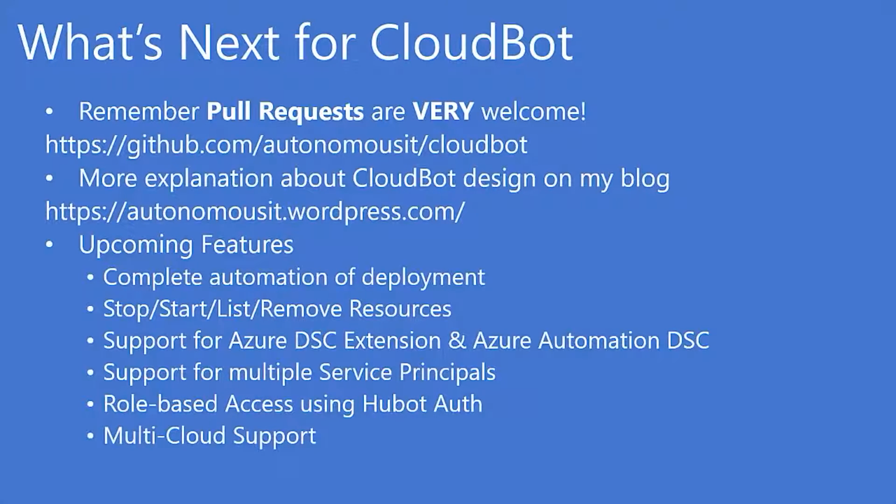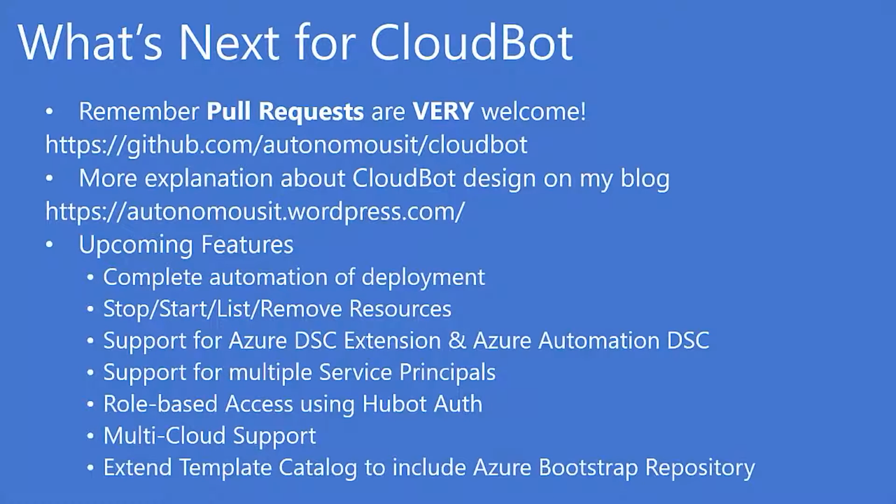Add multi-cloud support. I'm doing a lot of multi-cloud and hybrid projects at the moment, so it'd be great to extend it out from Azure. And also to extend the template catalog to include all of the Azure Bootstrap templates in the Azure Teams repository. I need to think a bit about how I do that with the different namespaces and parameter files, but it'd be great to be able to inherit all of those Bootstrap templates. I'm not quite sure how I'm going to do the mapping for the parameters, but I think that would be really cool.